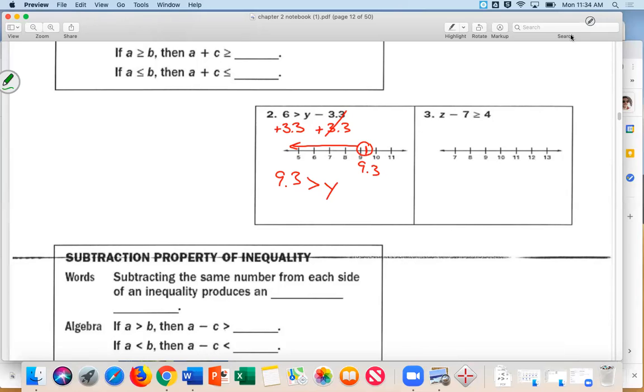Here, z minus 7 is greater than or equal to 4. How can I get z by itself? Add 7. So let's go ahead and add 7 to both sides. So I have z is greater than or equal to 11. Now I have a closed circle at 11. And I'm eating the z. Since I'm eating the z, I'm shading to the right. Sound good?